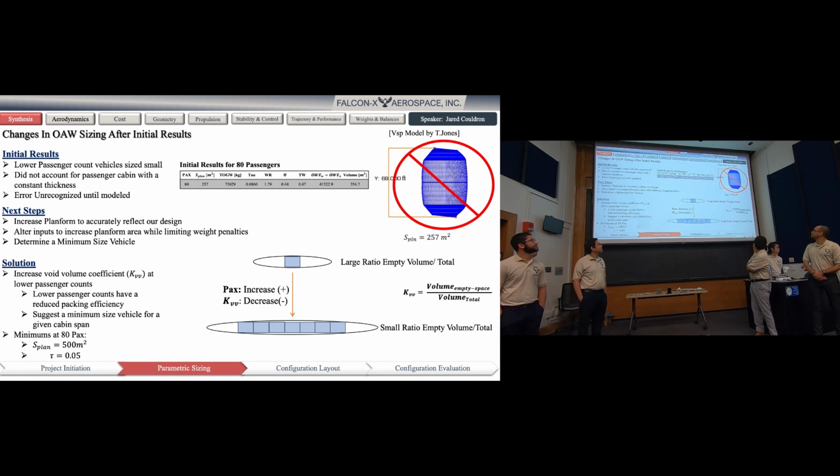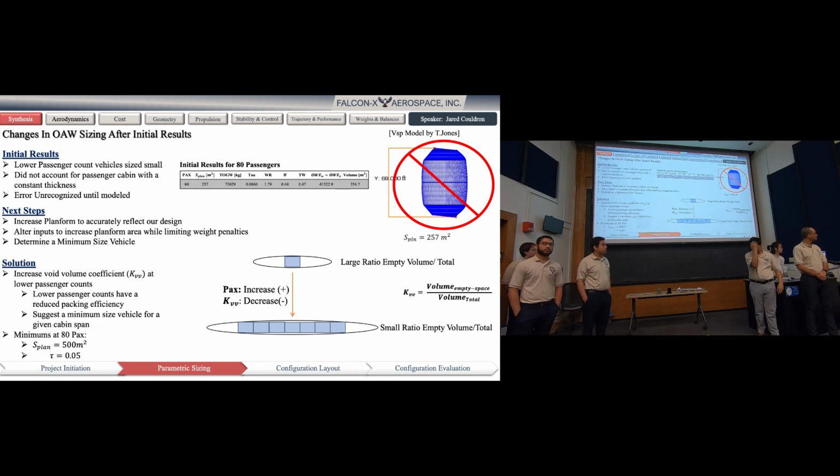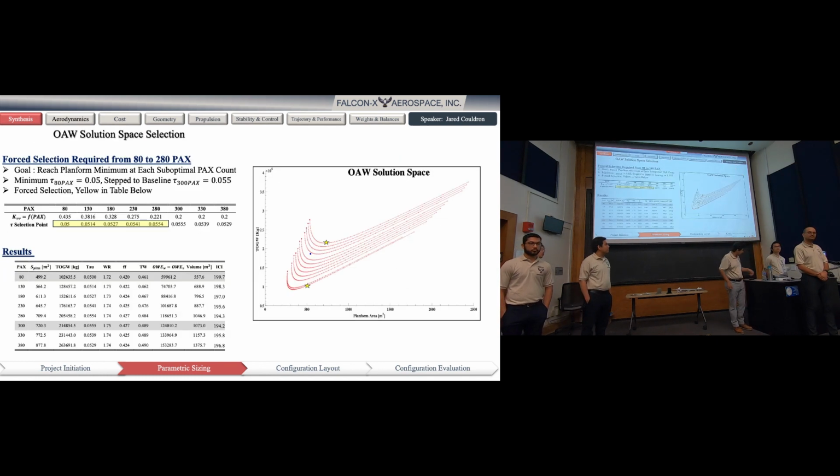Not good. Anybody that looks at that knows that you're going to have to increase the planform area. So what are the next steps? We look to increase the planform area, but also not increase the weight too much. We found that the void volume coefficient would be able to do that. So at lower passenger counts, we would have that at a high value, and as you move up in passenger counts, you would slowly decrease that. And that's depicted in this model, just how much empty volume versus total volume there is.